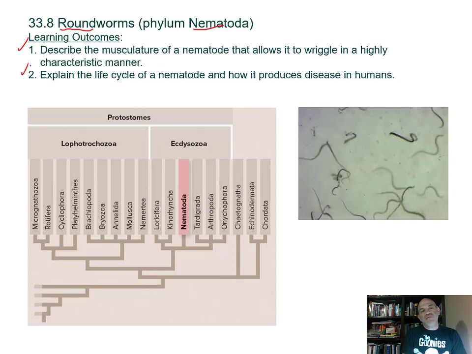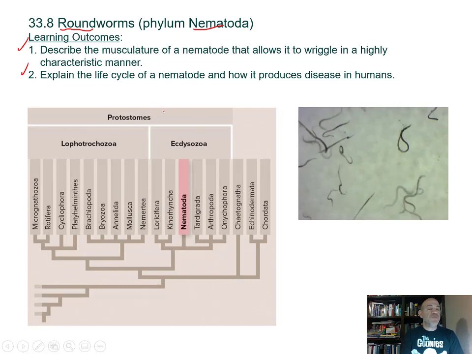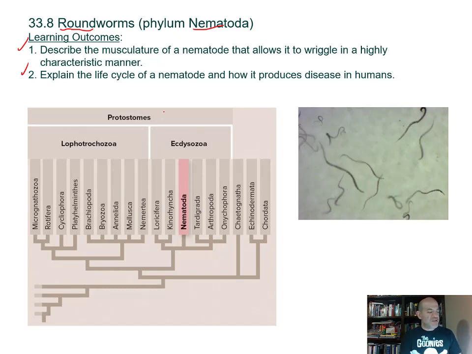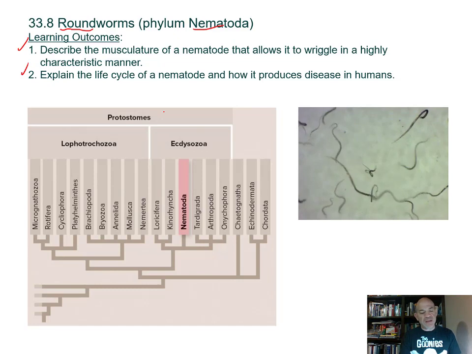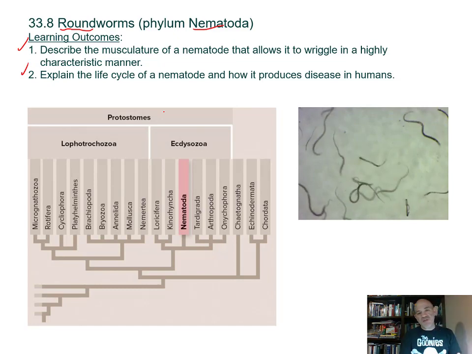Your second objective there is to explain the life cycle of a nematode and how it produces disease in humans. So there are many free-living nematodes, probably more than parasites, but we know a lot about those that do parasitize humans and other animals, and these parasites often are pathogenic and cause disease.